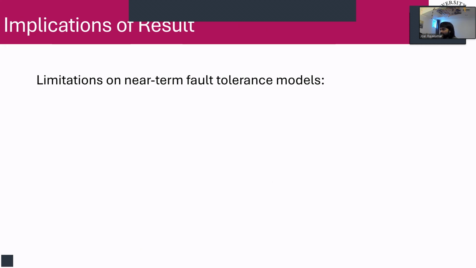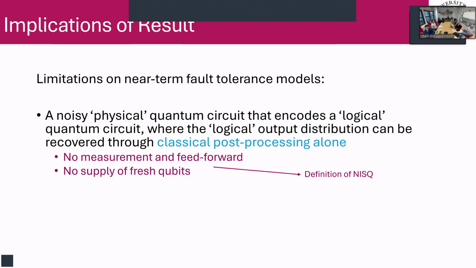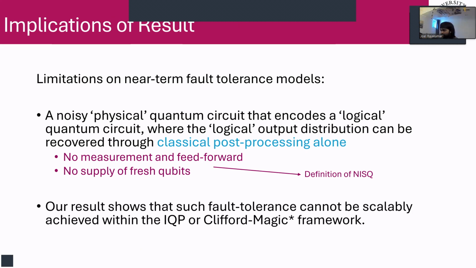The second thing this lets you do is put some limitations on near-term fault tolerance ideas. One thing you can think of doing is constructing a noisy physical circuit that encodes a logical quantum circuit, where the logical output distribution can be recovered through classical post-processing alone. This is an important idea in the near term because maybe you don't do intermediate measurements, and this is sort of the definition of NISQ in a sense. Our results showed that if you want to go past a certain depth, you can't do this within the IPP or the Clifford magic framework. You need to be able to do other gates.